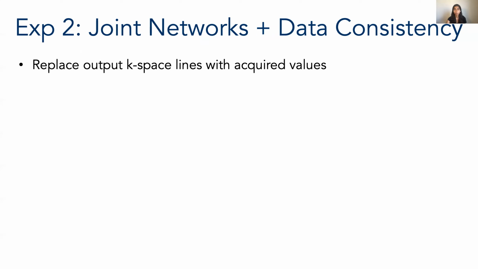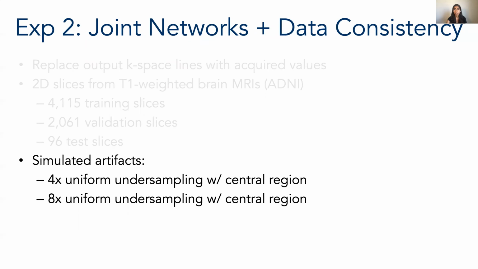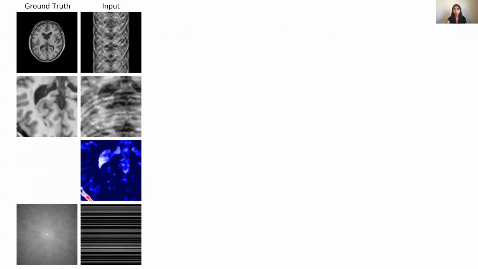values at those lines. We use the same data set as in the previous set of experiments and simulate several different undersampling setups. We simulate 4x and 8x accelerated undersampling with a fully sampled central region. We also simulate undersampling with an acceleration factor of 4, with k-space lines selected completely randomly and no fully sampled central region. This challenging undersampling pattern measures how well different methods perform under non-traditional acquisition schemes. For example, when using a learned scan-specific acquisition pattern.